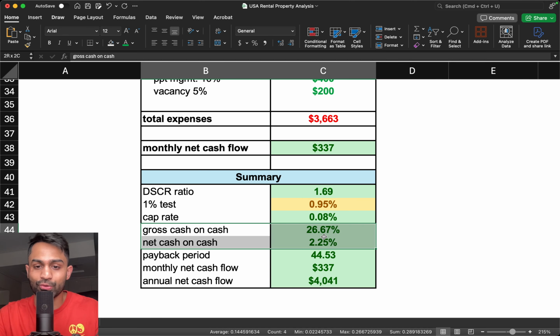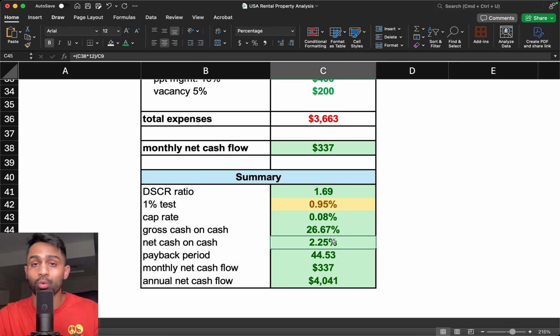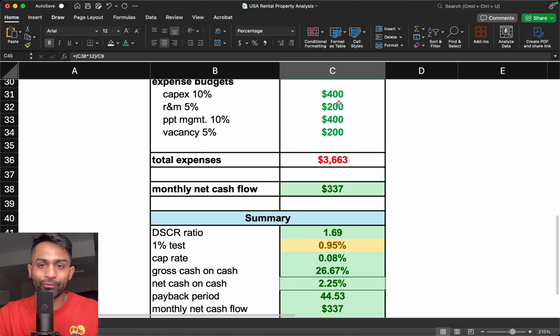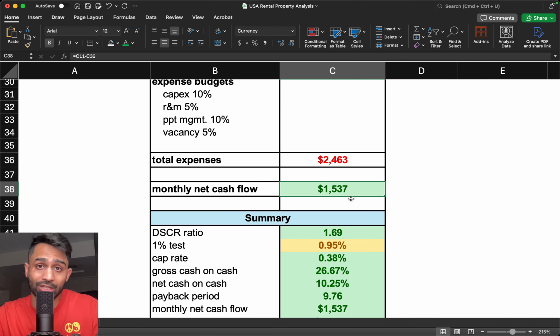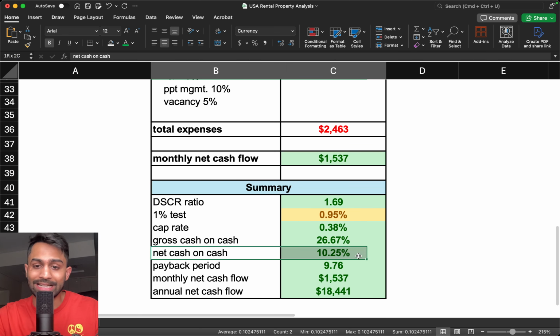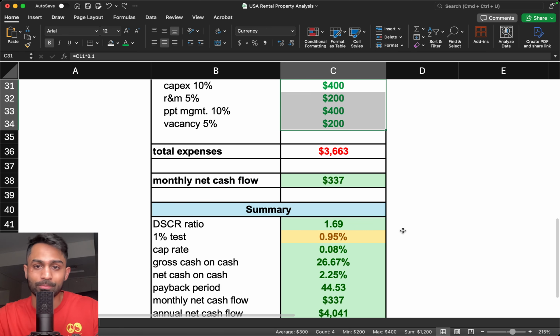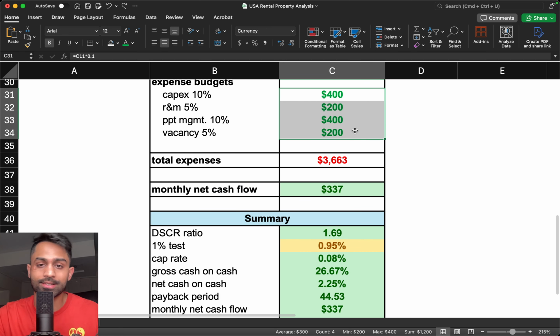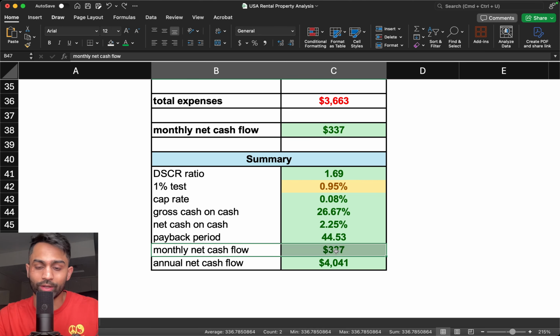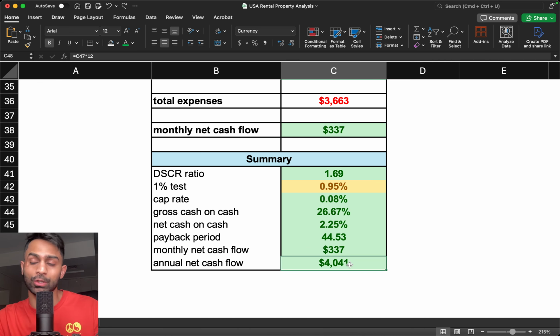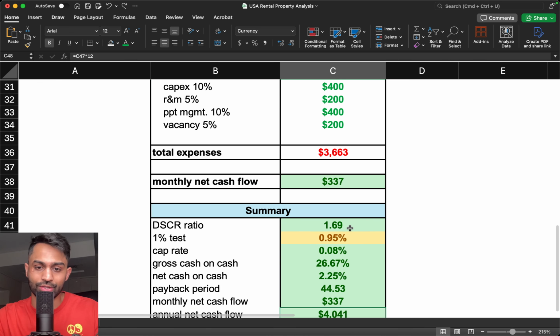But take a look at gross versus net. Net comes down to 2.25%. So that is obviously a lot lower than what I'm personally aiming for, primarily because of a lot of these expenses, right? If I remove everything, you'll notice that this property could cash flow $1,500 with a net cash on cash of well over 10%. But because I like to account for a lot of these things, net cash on cash, of course, comes down. The payback period is over 44 years. And we got monthly cash flow of $337 and annual cash flow of over $4,000 as well.